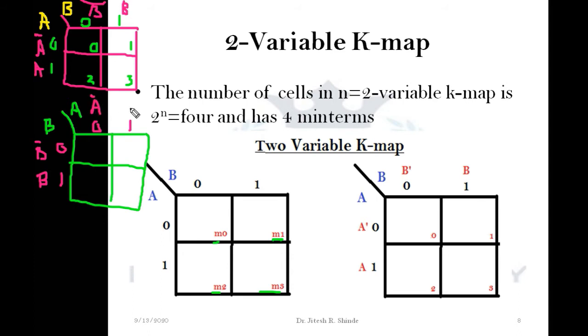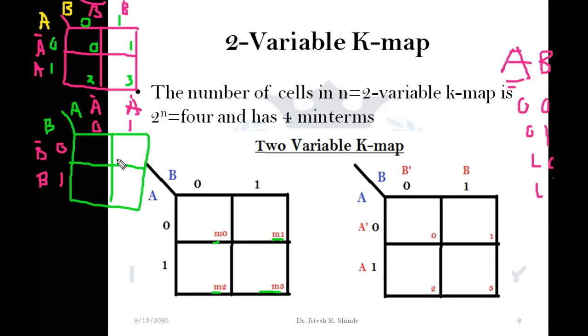Now the inputs are of the format A, B. So it will have 2 to the power n minterms, that is 0, 0, 0, 1, 1, 0, 1, 1. My A is the MSB, A is my MSB bit. So I will be reading in this fashion: A first, followed by B. Here A first means 0, 0, which means this cell will have the number 0.